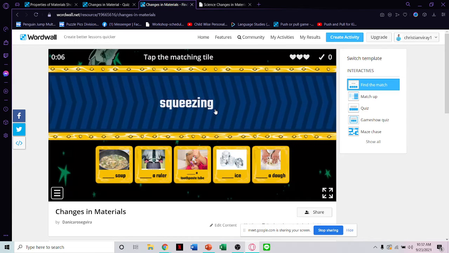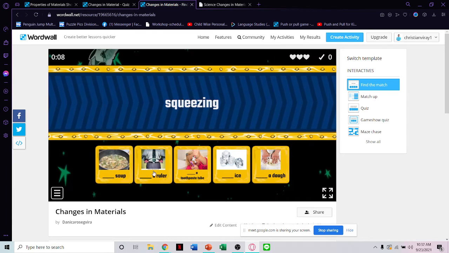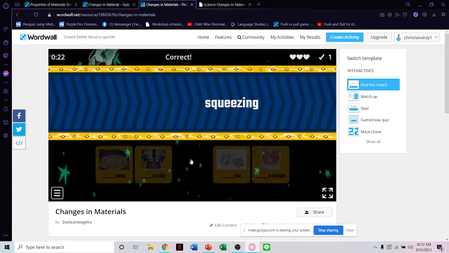Number 1 is squeezing. What do we squeeze here? Soup, ruler, toothpaste tube, ice, or dough? Squeezing a toothpaste tube. Yes.